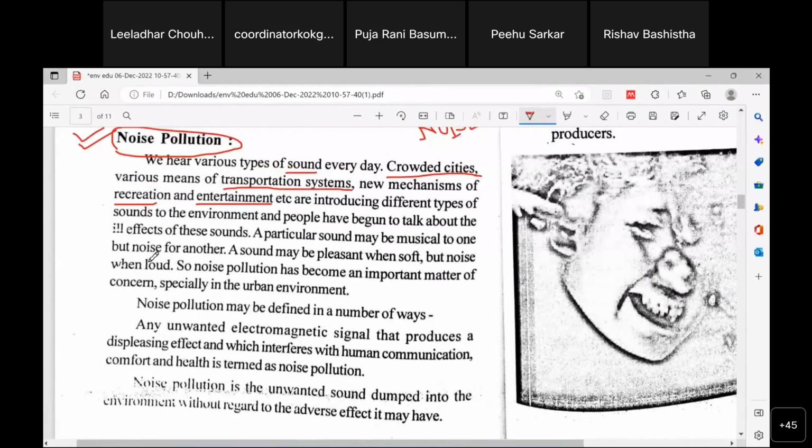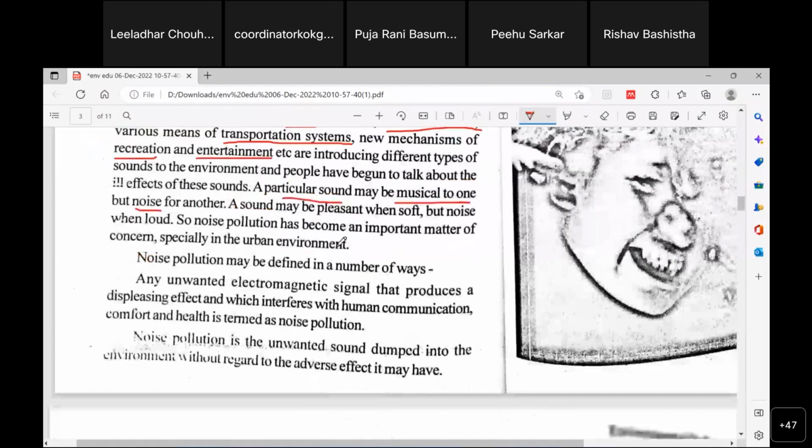A particular sound may be musical to one, but noise for another. In some cases, noise is called subjective. Subjective means one particular sound may be musical to one person, but noise for another. For example, you can take the simple example of rock music. That rock music may be music for some person, but some other person who does not have a taste for that may find that music severely irritating, and it may be noise also.